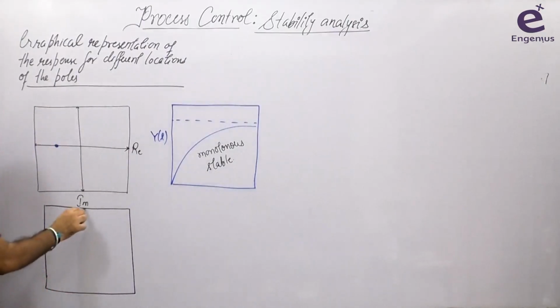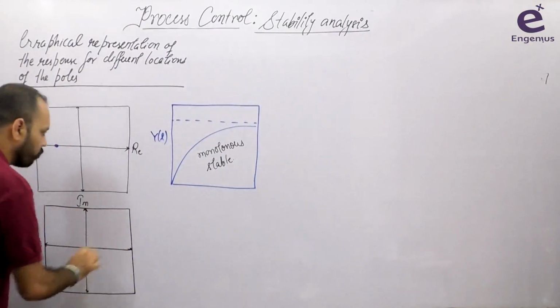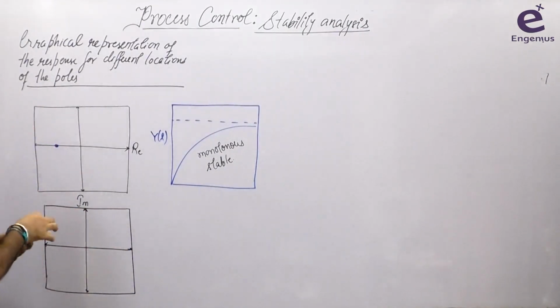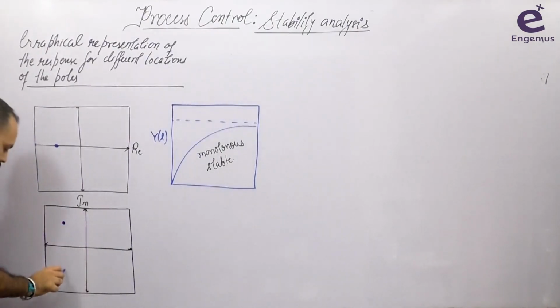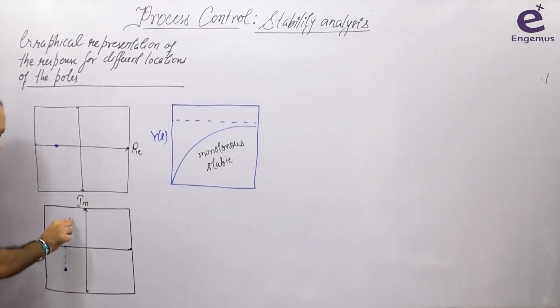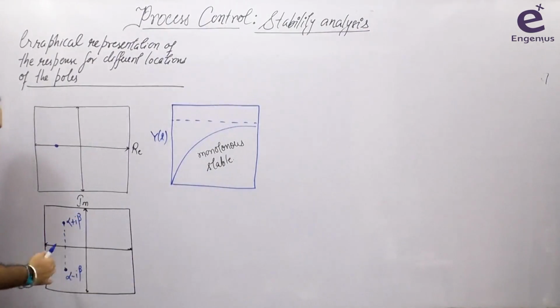Now I'll not write every time imaginary axis and real axis. Suppose this is the scenario. But now the pole is present like this. You know that if the points are present here, they are conjugate pairs, right? So this is alpha plus iota beta and this is alpha minus iota beta. You can see yourself that alpha is negative. Alpha is negative, it means the response must be stable.